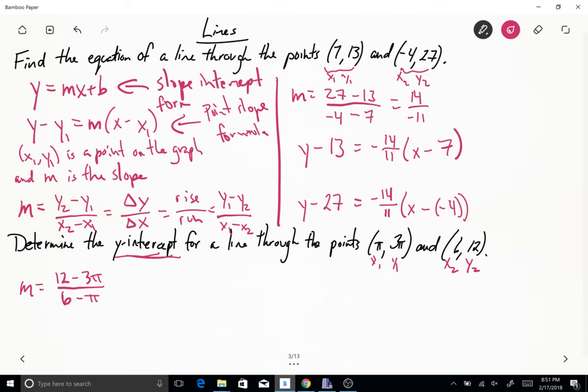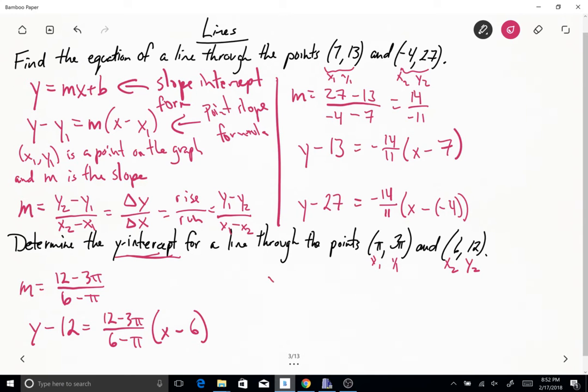So now let's take our values. We go y minus our y1. Now you have choices here. You can use the pi's or the numbers. I suggest probably the numbers in this case. So y minus 12 equals m, which is 12 minus 3 pi over 6 minus pi. And then it goes x minus x1, which is 6.